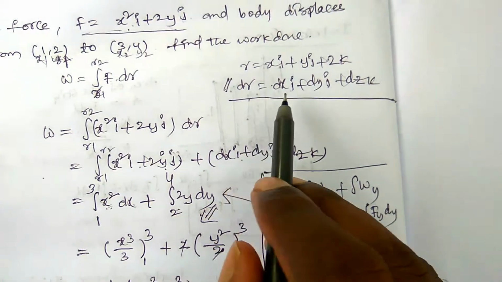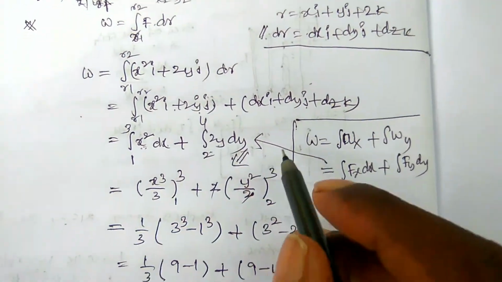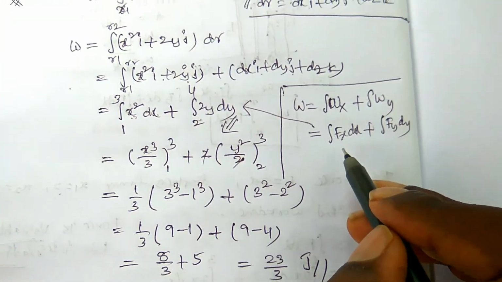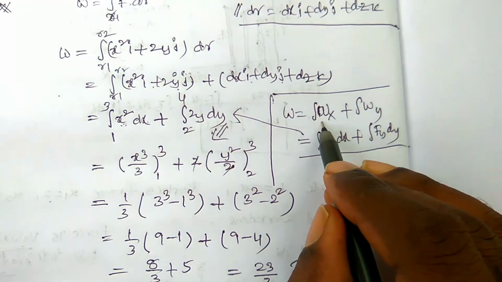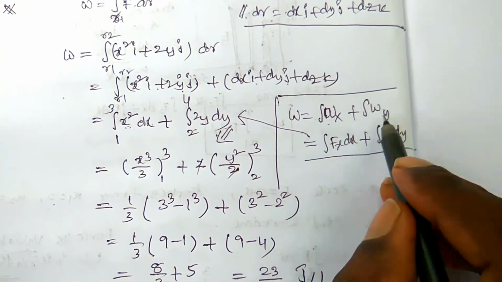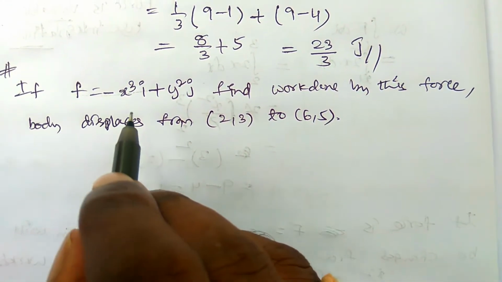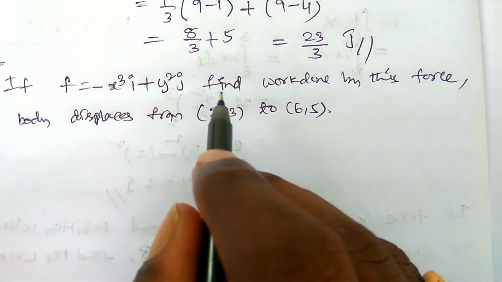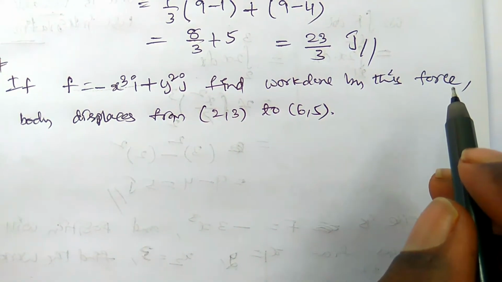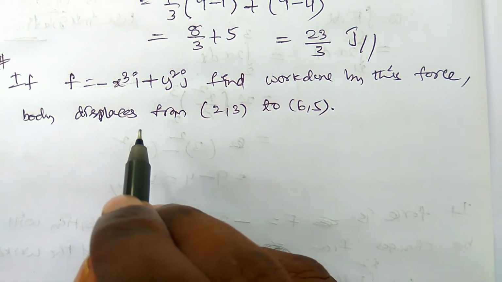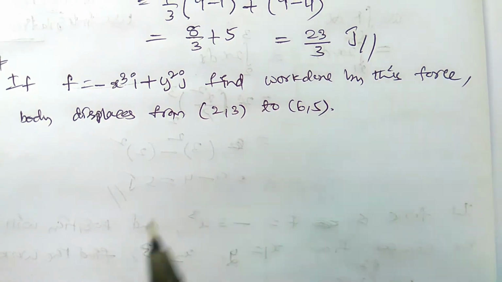So before this, you have to multiply the dr value, so you can easily get this value. Okay, so the work done is in both the x and y directions. Here is one more question: if F is equal to minus x cube i plus y square j, find the work done by this force when the body displaces from (2, 3) to (6, 5).